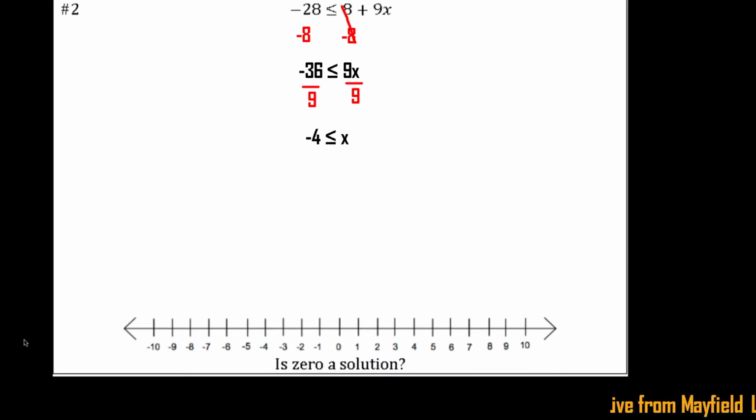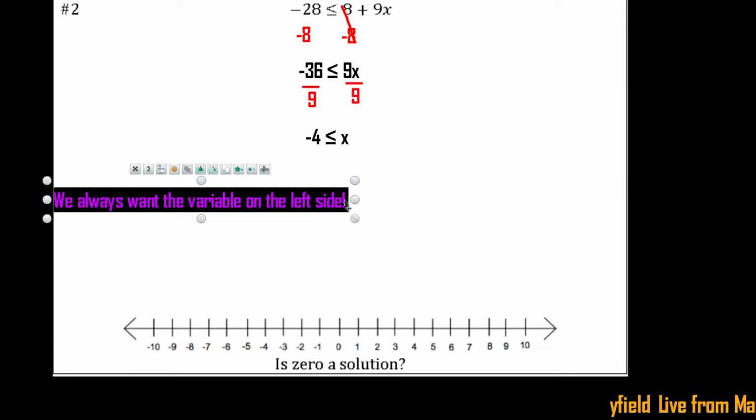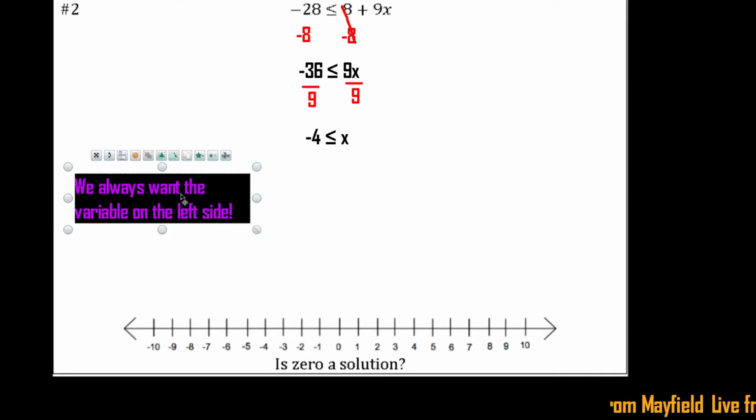Make sure, though, you have your variable on that left side. Again, we always want that variable on the left side, that way it is easier to graph. And so you want to make sure that you are changing that direction. That means you have to still see, I need to make sure that this is the larger value. So again, you could say the alligator's eating the larger amount. And so you could say, hey, it's still eating that x value. So we're still saying x is greater than or equal to negative 4.